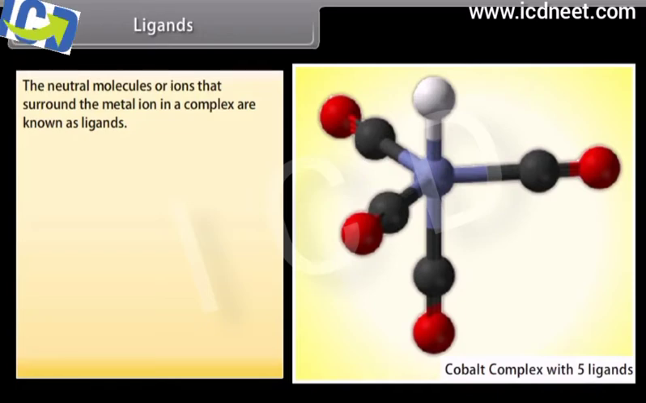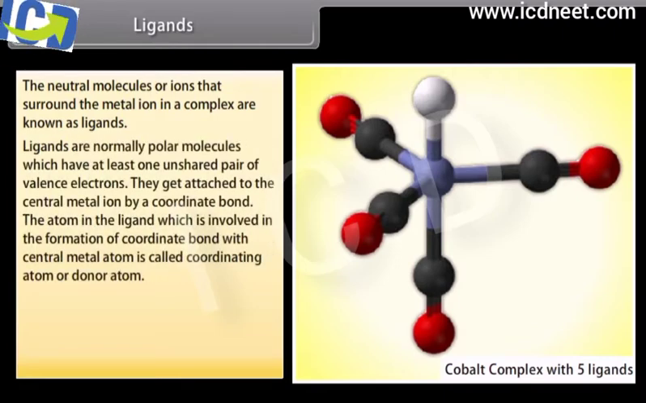Ligands. The neutral molecules or ions that surround the metal ion in a complex are known as ligands. Ligands are normally polar molecules which have at least one unshared pair of valence electrons. They get attached to the central metal ion by a coordinate bond. The atom in the ligand which is involved in the formation of coordinate bond with central metal atom is called coordinating atom or donor atom.